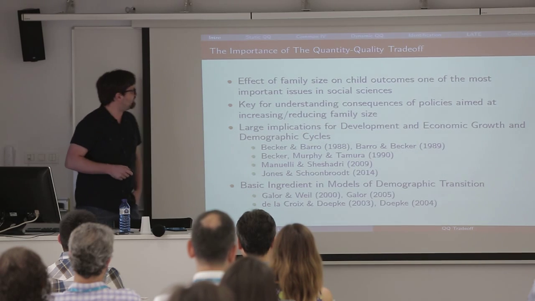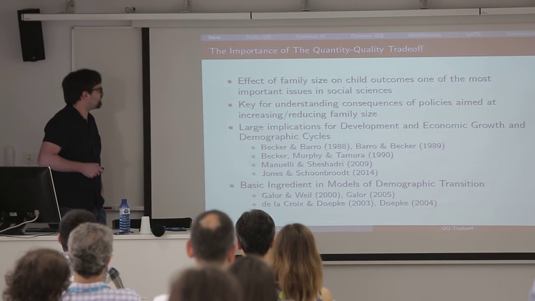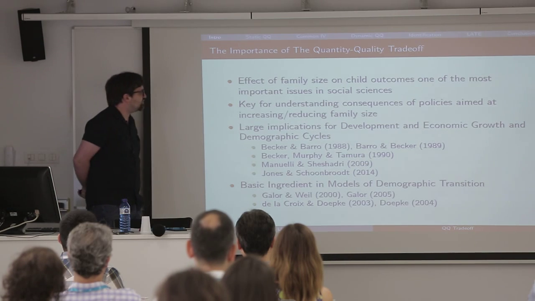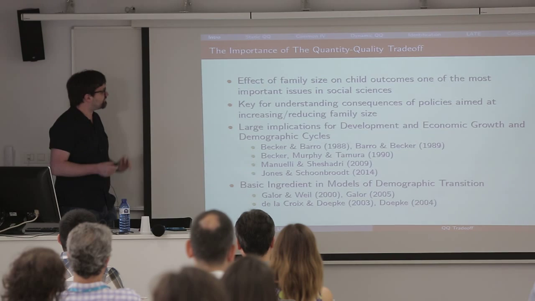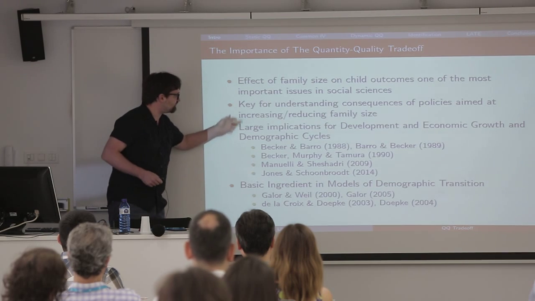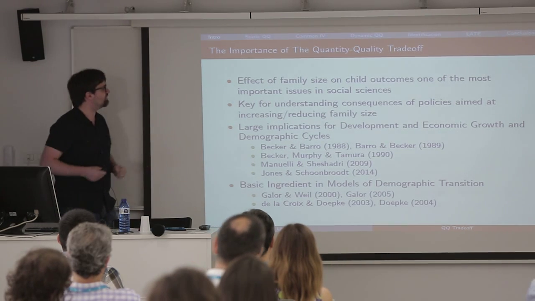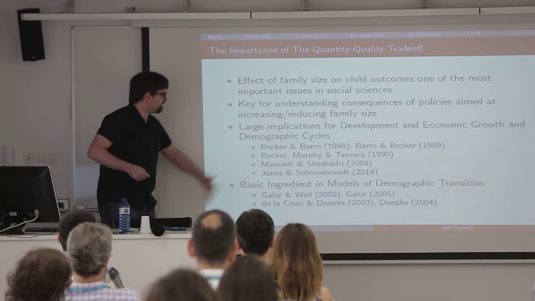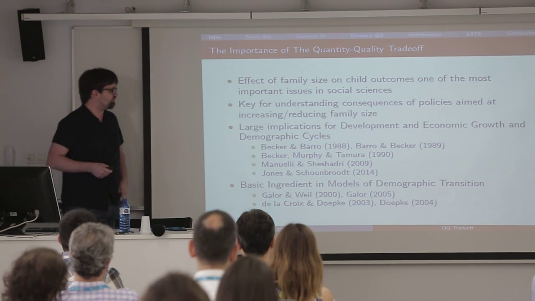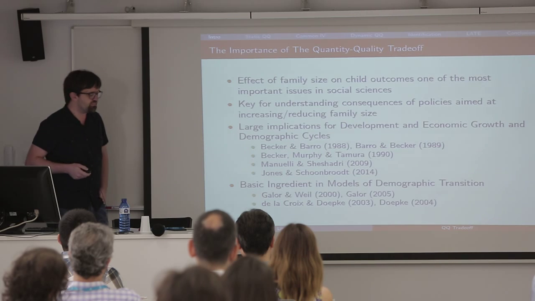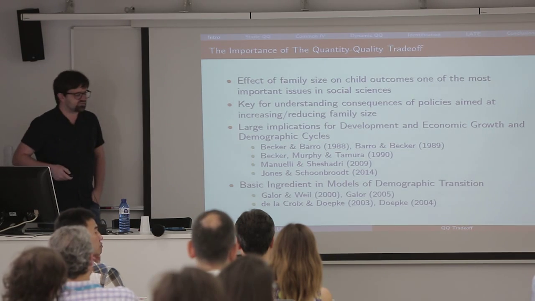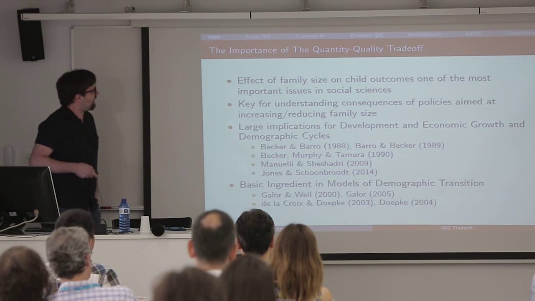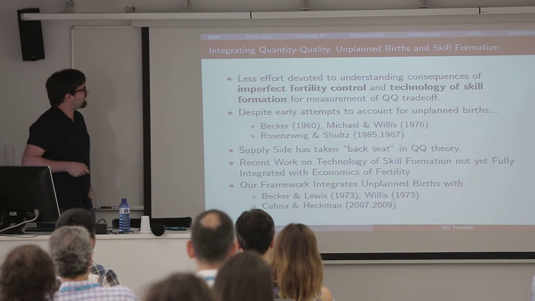So, quantity-quality is very important. One of the most important topics in social sciences. It's very key to understanding these policies that we want to get a handle on in countries that are trying to either increase or reduce family size. It has a lot of implications theoretically for a lot of literature in macro, in growth, development, in models of demographic transition. So it's definitely an important issue.